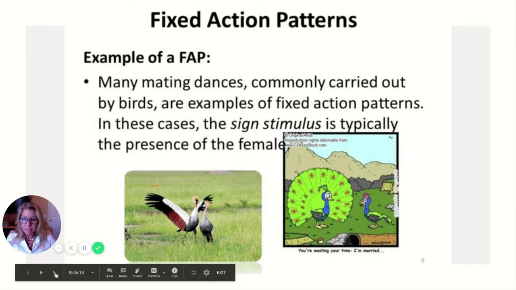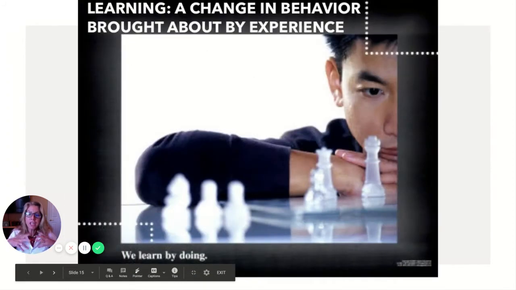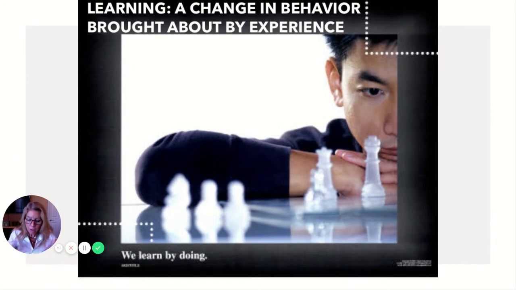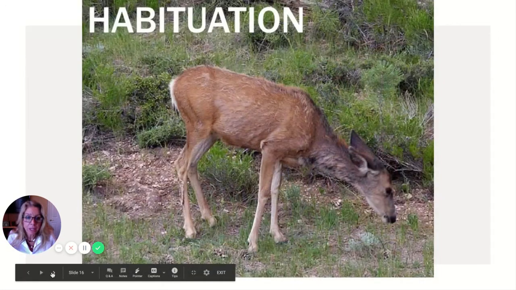All right, learning. Here we go. Learning is a change in your behavior brought about by your experience, okay? And I gave you almost all of that definition, a durable change in behavior brought about by experience. So now there's different types of learning. I'm going to give you one example. One is habituation.